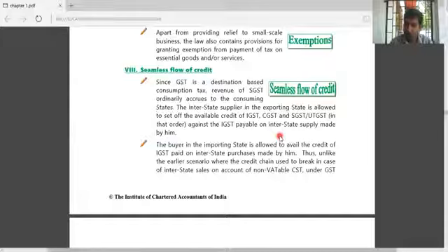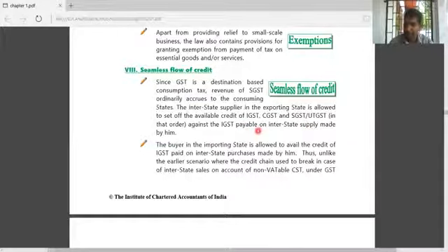So how? CGST, SGST output liability is there, and CGST, SGST input credit is there. So we can set off CGST against CGST, SGST against SGST. And here comes an important thing. The interstate supplier in the exporting state is allowed to set off the available credit of IGST, CGST, and SGST against the IGST payable on interstate supply.